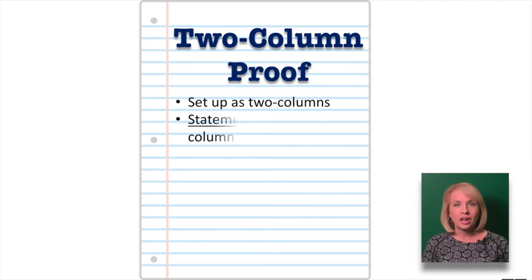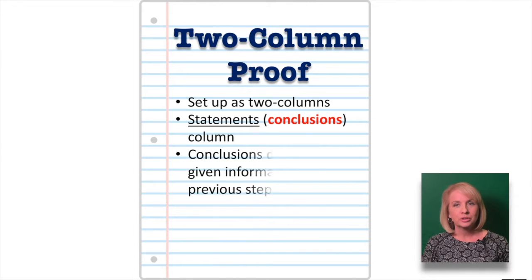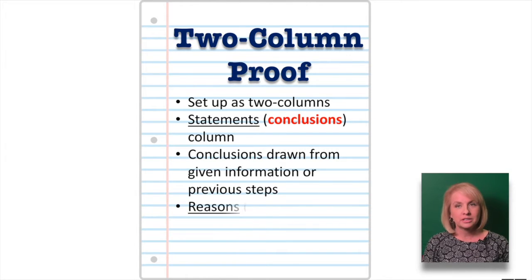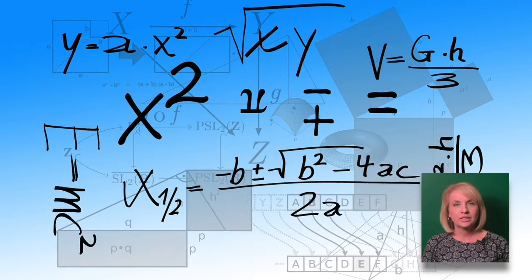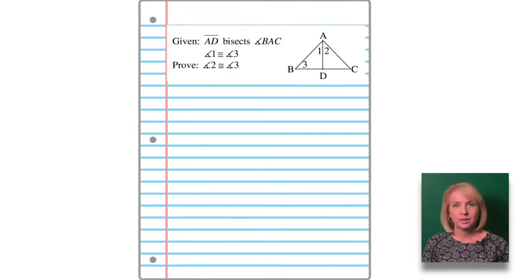The heading of the first column is statements, which are the conclusions we've drawn from the information that's given to us and from the previous steps. The second column is reasons, which will be definitions, postulates, properties, or theorems that support the statement or conclusion we've given in that step. To understand the steps in creating a two-column proof, let's work through an example.